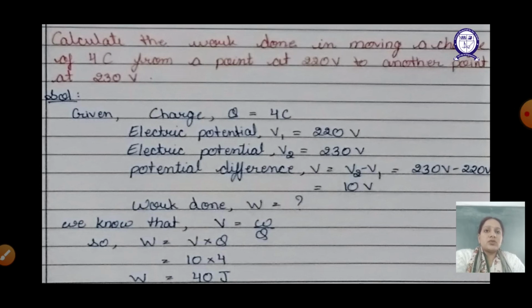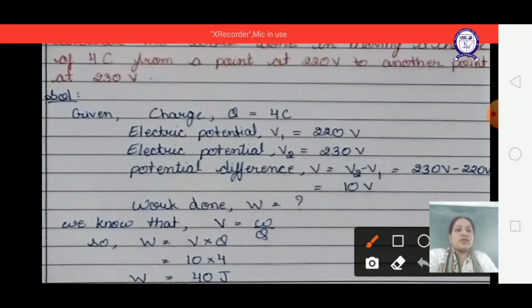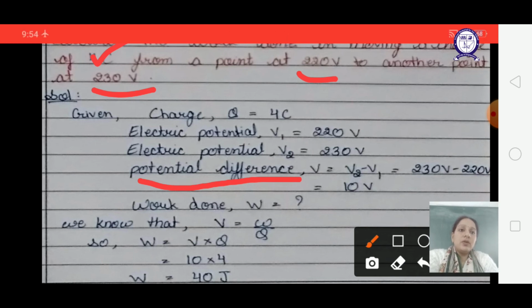Next question. Calculate the work done in moving a charge of 4 coulomb from a point at 220 volt to another point at 230 volt. In this question, potential difference is not given, rather the potential at 2 points separately is given, and the quantity of charge is given. So first of all, using these two values of electric potential, we will calculate the potential difference. We know that potential difference could be calculated by subtracting these two potentials. On subtracting, we get it to be 10 volt.